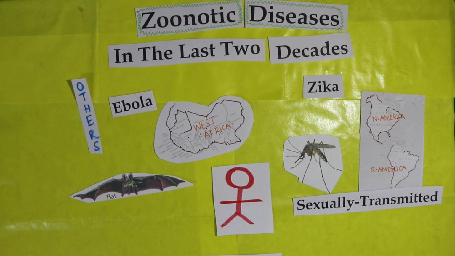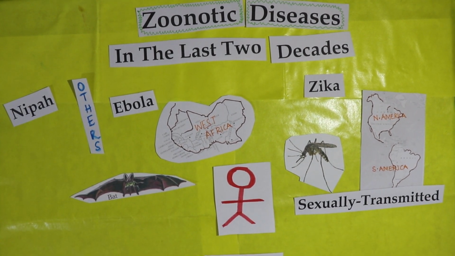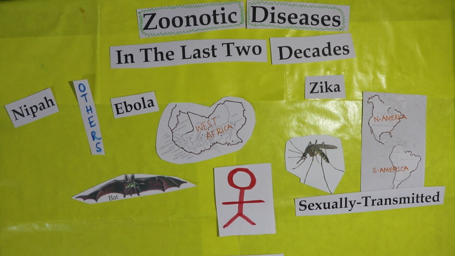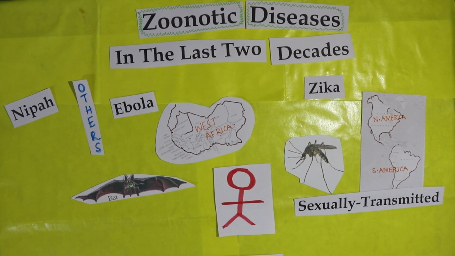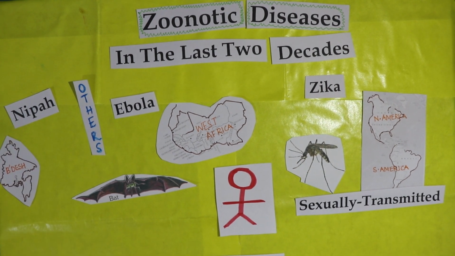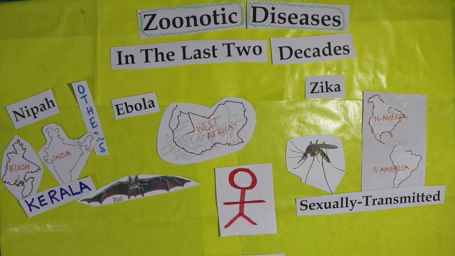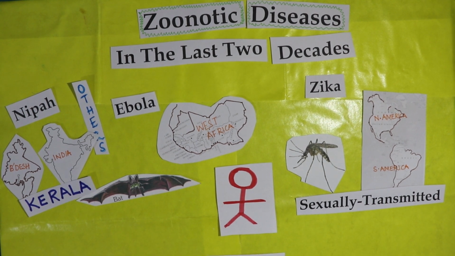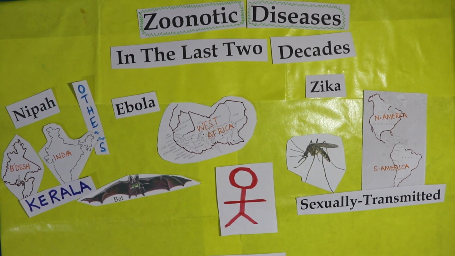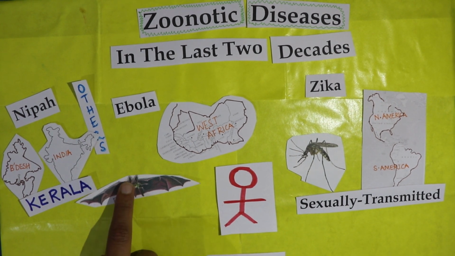Then we have the Nipah virus, which was first reported in 1998 in Malaysia, and later on the infection by Nipah virus saw major outbreaks in Bangladesh and in India. The most recent ones were reported in Kerala in 2018 and 19. In the first outbreak that took place in 2018, 17 people died in Kerala. And it is reported that the virus originated from fruit bats.